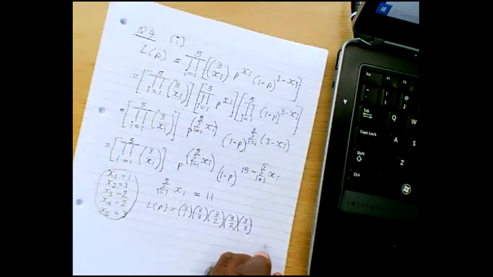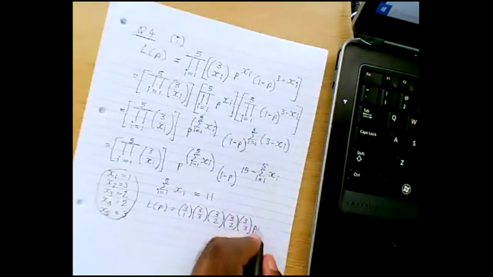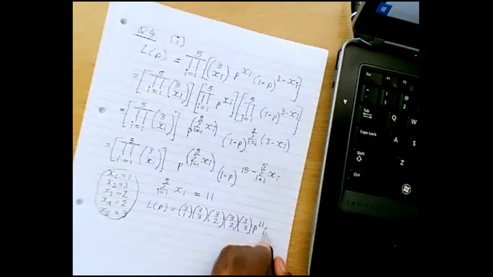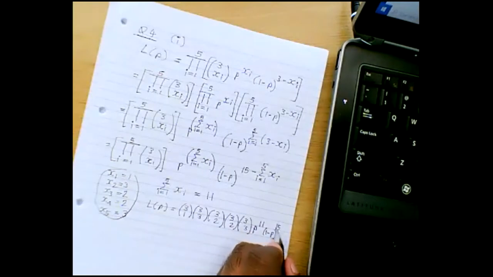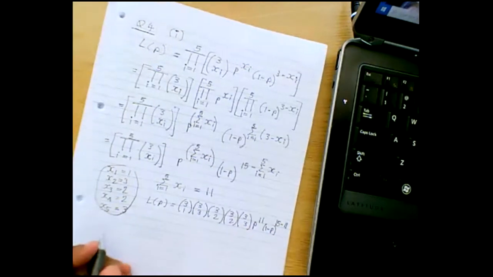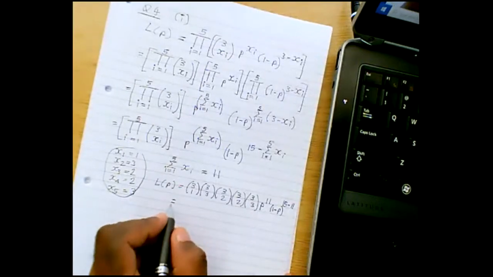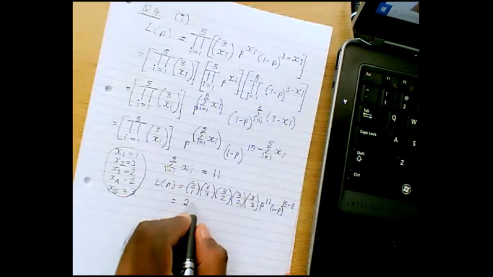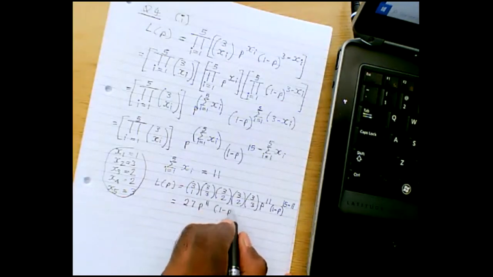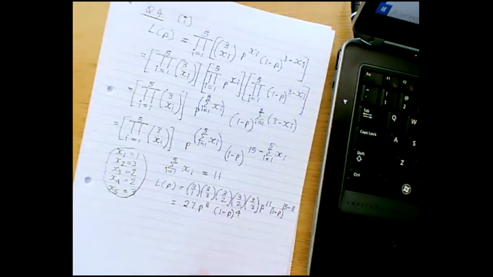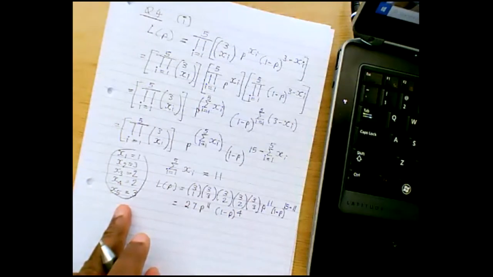Okay. And then P to the power of the sum of xi, which is 11, and 1 minus P to the power of 15 minus 11, right? This is what you get. Now, if you simplify this using a calculator, you will get 27 p^11 (1 minus p)^4. So this is the likelihood function for the given data set, right?